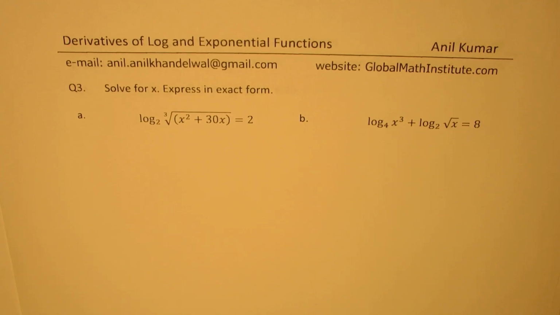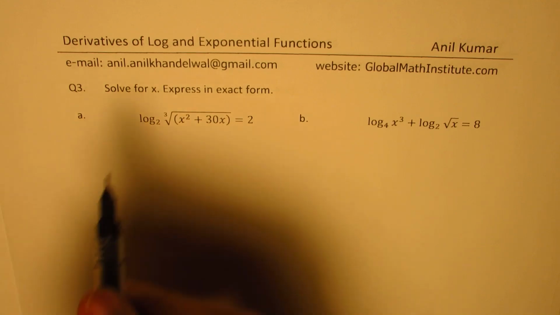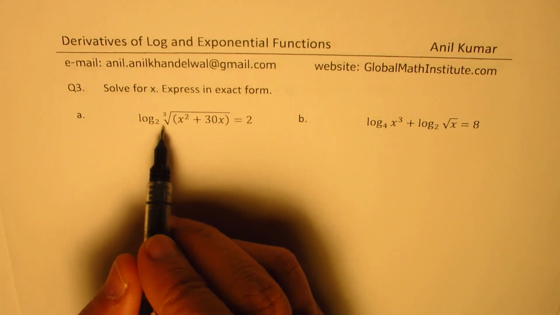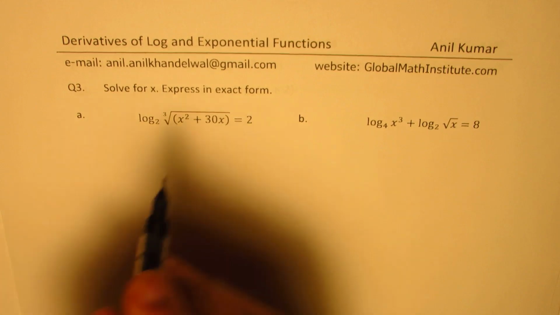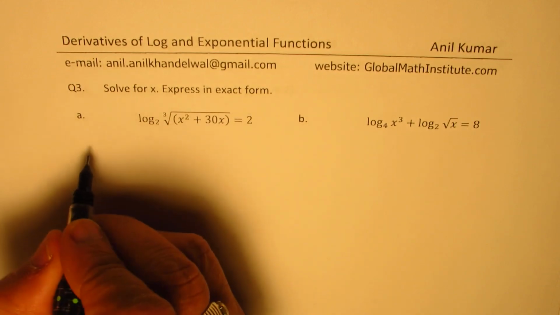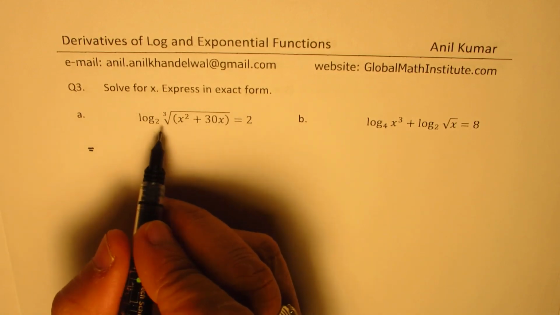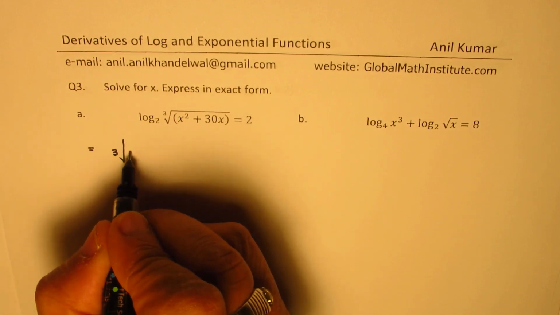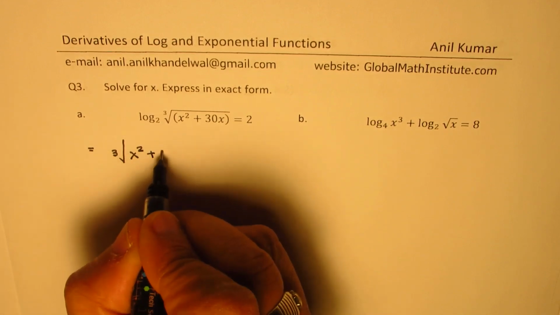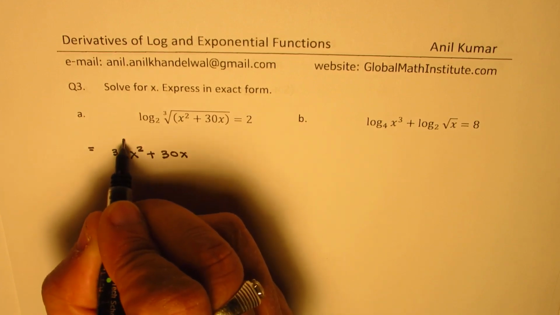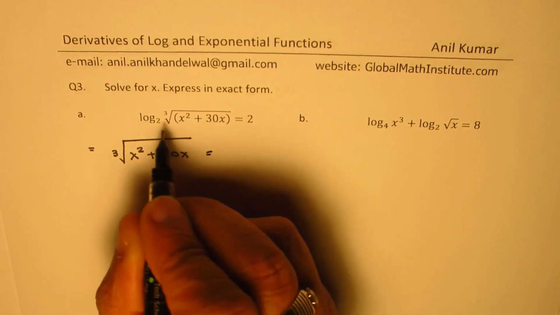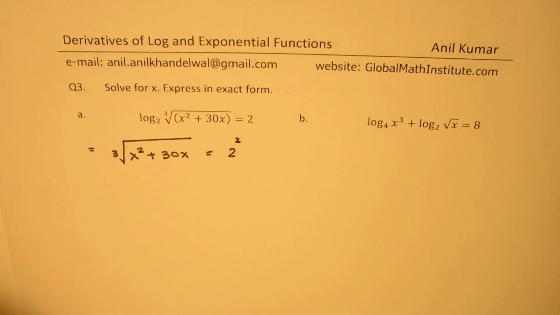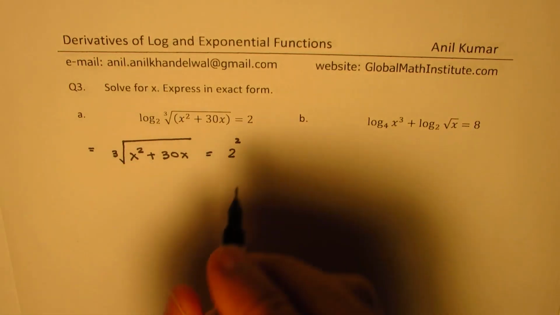Solve for x expressed in exact form. So we have log to the base 2 of cube root of all this is equal to 2. So we can rewrite this in the exponential form: cube root of x squared plus 30x is equal to 2 squared, right? Which is 4.